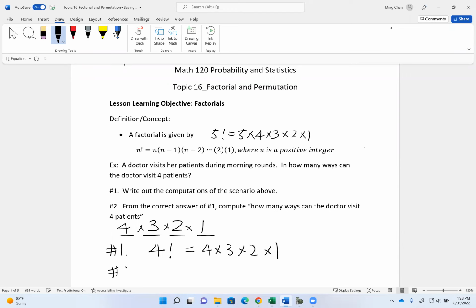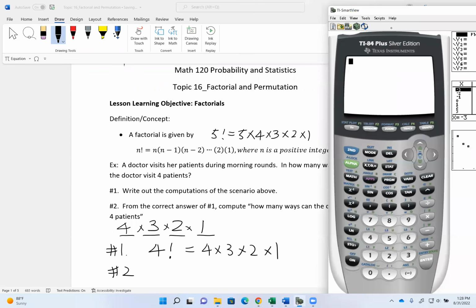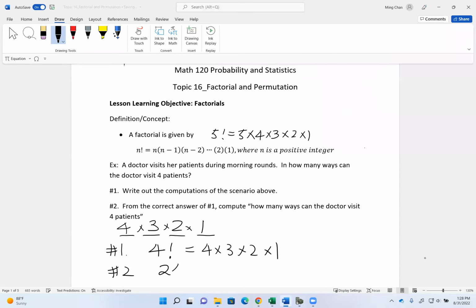If you put that in the calculator, I'm going to show you where it is. You tap 4, then you go to math and highlight the word PRB. Go to the right, and number 4 is the factorial symbol, which gives 24. So the doctor has 24 ways to visit the 4 patients.